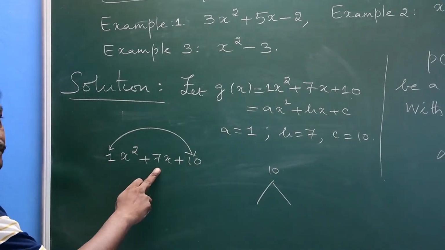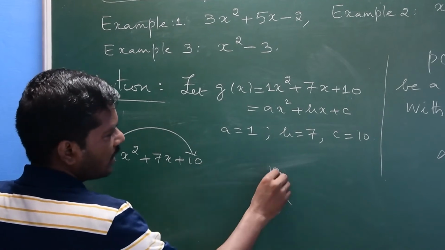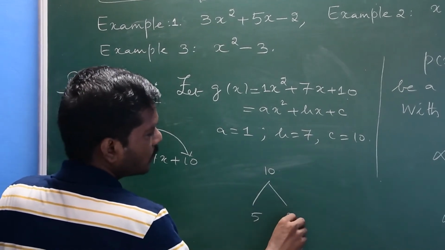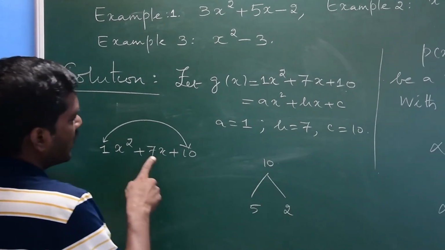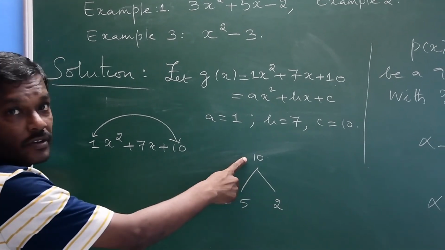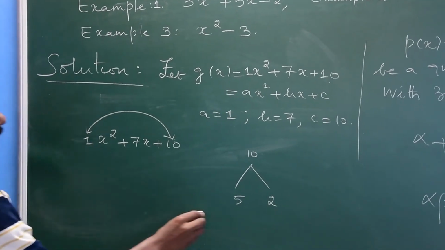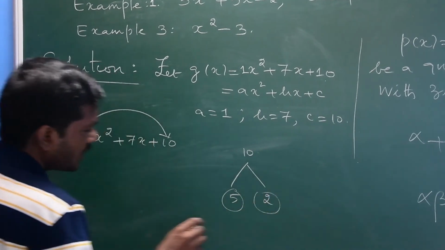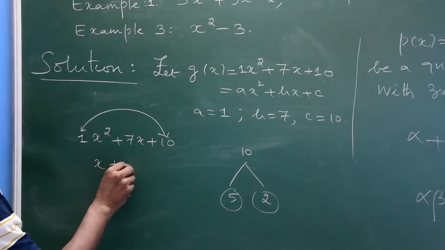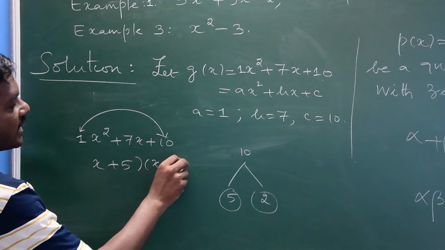Sum is 7. So what are the possible factors of 10? They are 5 and 2, the only possible ones. When you add these two, you will get 7. When you multiply, it is 10. So straight away we can write, having known the two factors exactly, let us factorize this as x plus 5 into x plus 2.